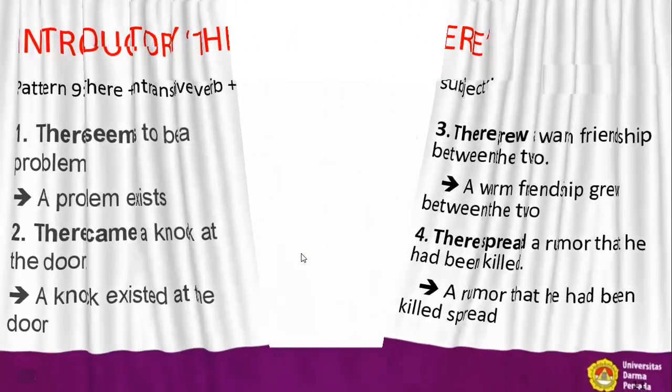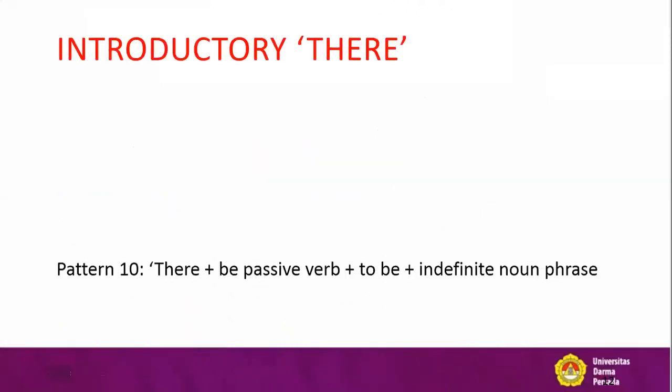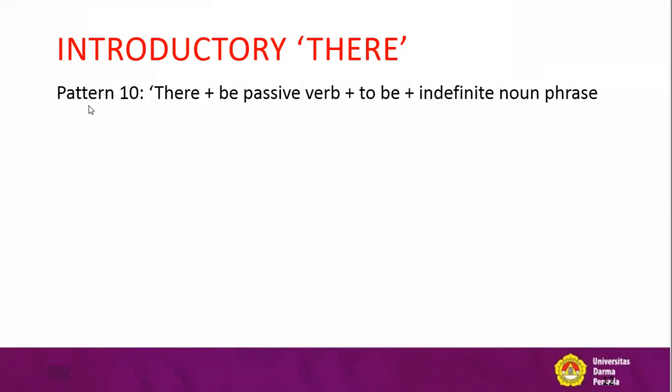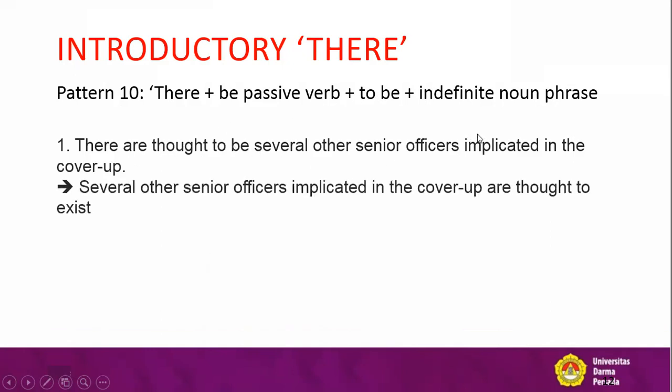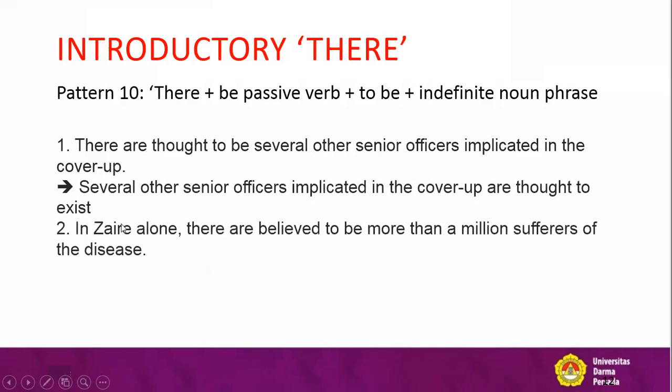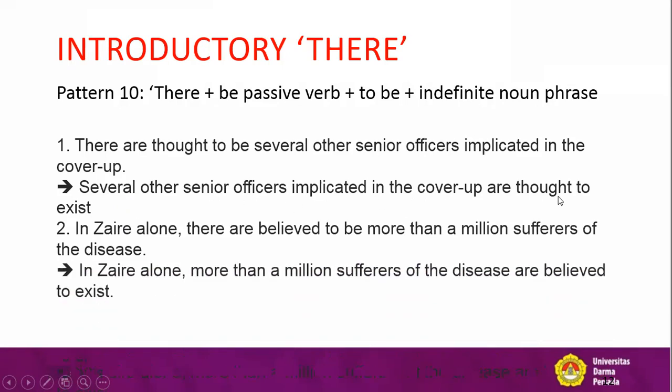Now we go on to pattern number 10. This is the last introductory pattern. There, pattern 10: there, and then be, passive verb, to be, and then indefinite noun phrase. There are thought to be several other senior officers implicated in this cover-up. That means several other senior officers implicated in the cover-up are thought to exist.